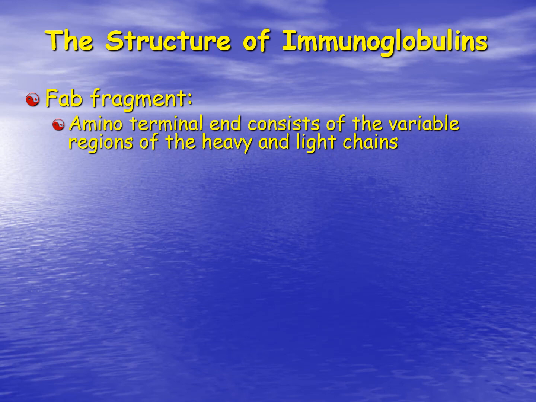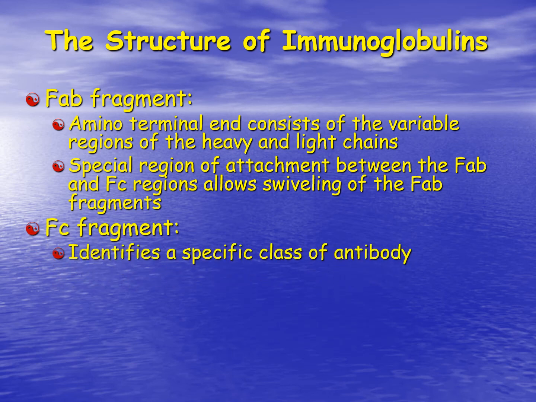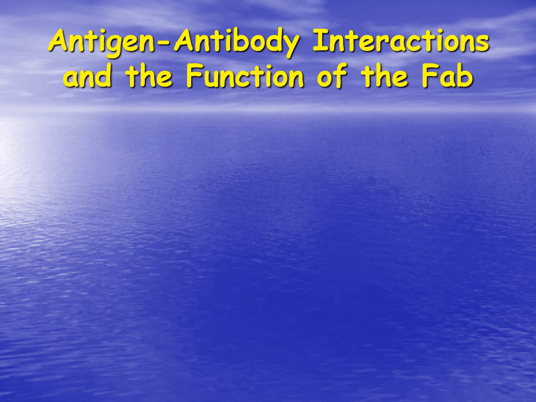So the Fab fragment is the amino terminal end that consists of the variable regions of the heavy and light chains. It's a specialized region of attachment between the Fab region and the Fc region that allows swiveling of the Fab fragment, so the arms can actually move. The Fc fragment identifies a specific class of antibody, but it can also serve as an anchor if this antibody is embedded into the surface of a cell. So it's involved in binding to various cells and molecules of the immune system itself.